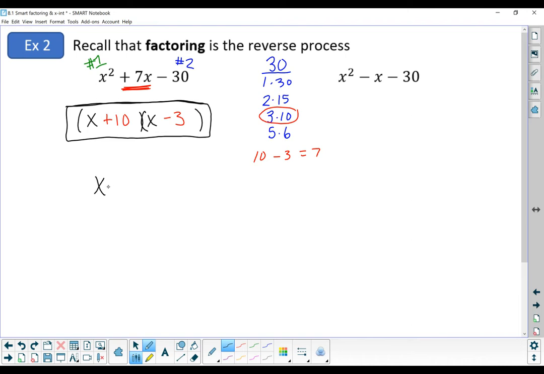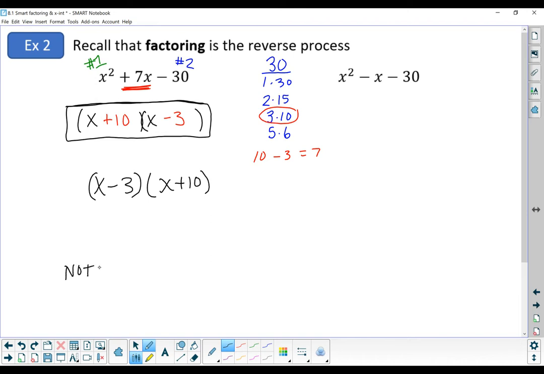Now, sometimes people will have it written like this. That's absolutely okay. The order of the two factors doesn't matter. It does matter that the 3 is the negative one and that the 10 is the positive one, but if you put the x minus 3 first, that's okay.